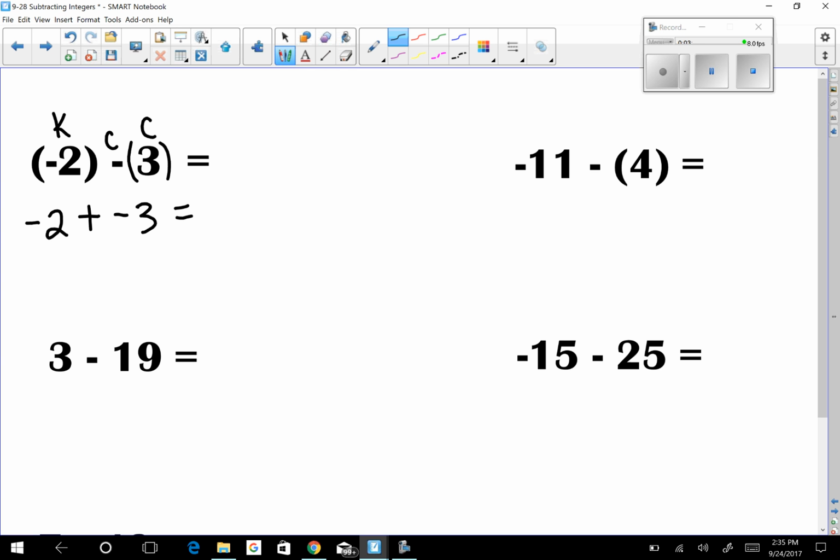And now we follow the rules for adding integers. They have the same signs, so we're going to sum. So 2 plus 3, that's 5. And we keep the sign. They're both negative, so it is -5.